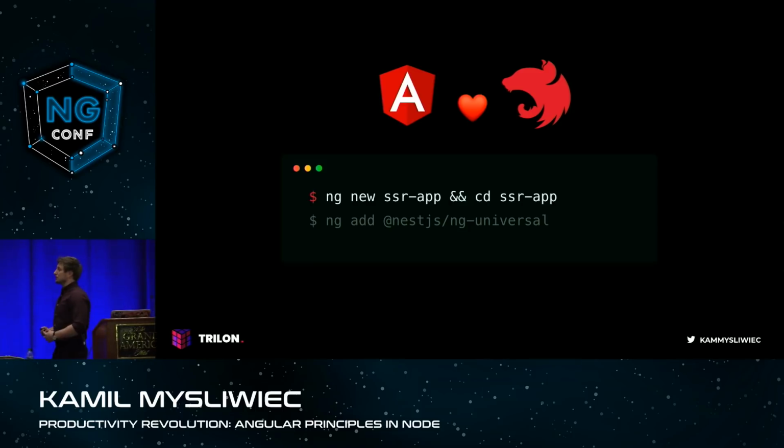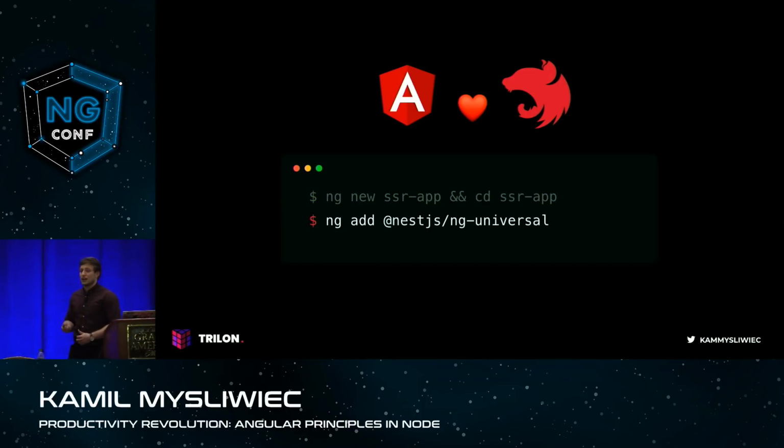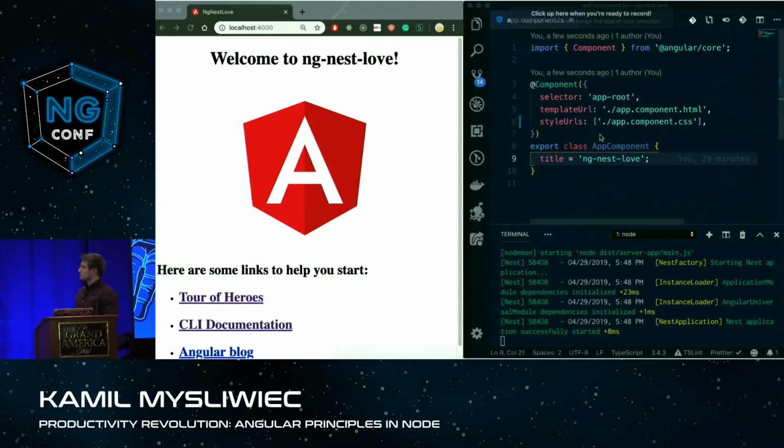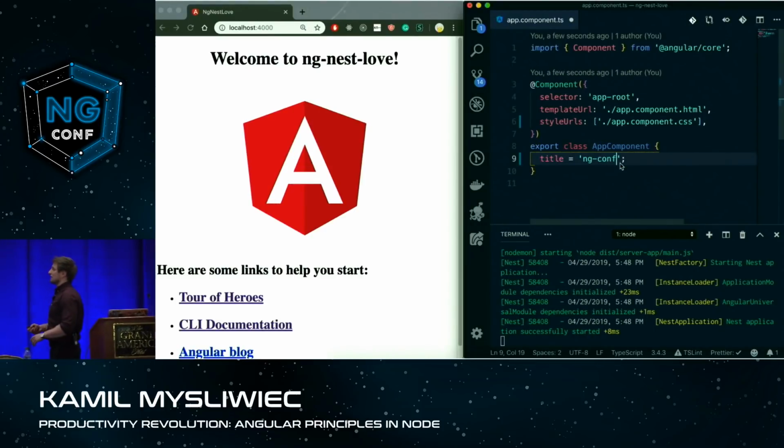So what you can do with Nest right now, let's say you can create a new Angular application, a server-side rendered application, and then you can call ng add nest.js ng-universal, and that's it. You have an Angular Universal application that is using Nest to serve your Angular app without any boilerplate code. And how it looks like.